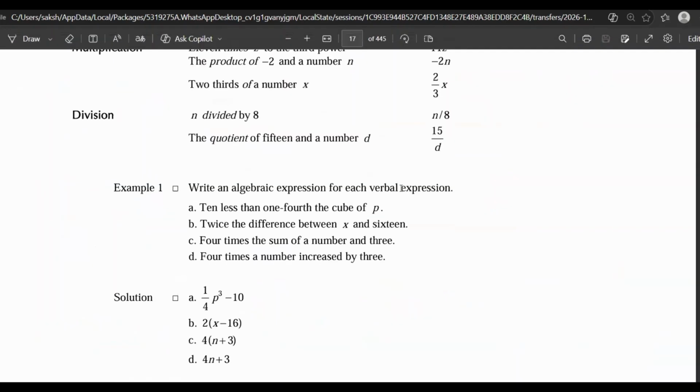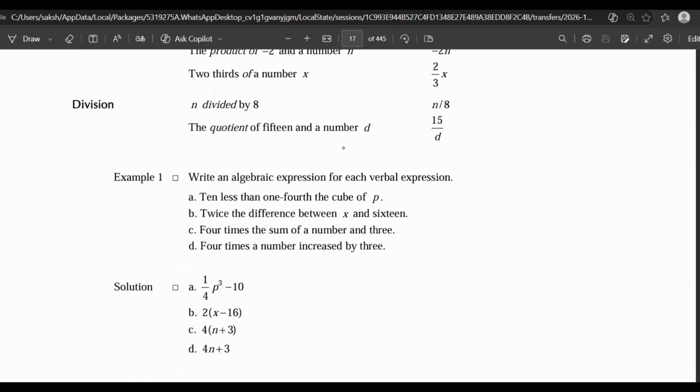Okay, we were doing this one. The quotient of 15 and the number D. Simply, quotient is given and you are dividing. Quotient is given, and the dividend is D. For this one, what's the divisor going to be? For the quotient of 15 and D, I have to divide this 15 by a number D and I'll get my quotient.